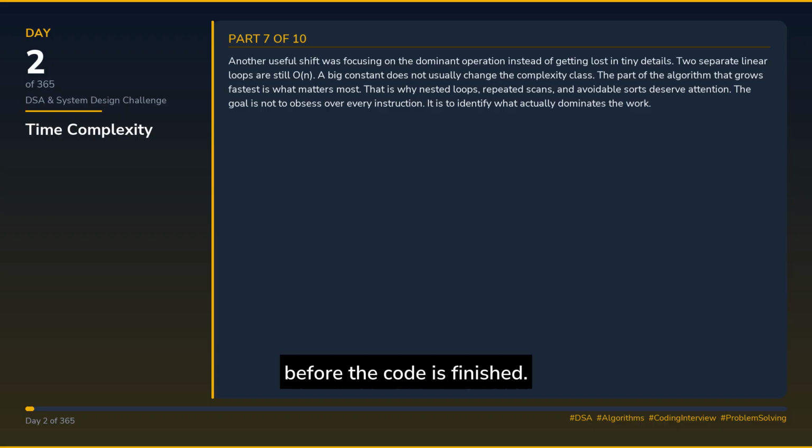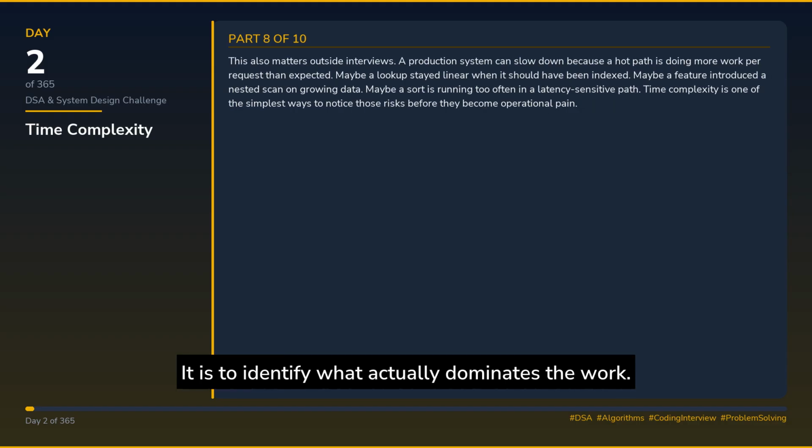Another useful shift was focusing on the dominant operation instead of getting lost in tiny details. Two separate linear loops are still O(n). A big constant does not usually change the complexity class. The part of the algorithm that grows fastest is what matters most. That is why nested loops, repeated scans, and avoidable sorts deserve attention. The goal is not to obsess over every instruction. It is to identify what actually dominates the work.